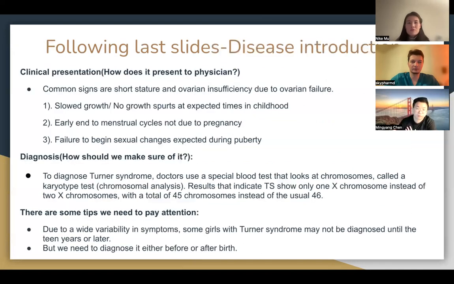So how does it present to the physician? The common signs are short stature and ovarian insufficiency due to ovarian failure. How will we make sure to diagnose it? Doctors use a special blood test that looks at chromosomes, called a karyotype test. Results that indicate TS show only one X instead of two, with a total of 45 instead of the usual 46. Due to a wide variability in symptoms, some girls with TS may not be diagnosed until the teen years or later, but we still need to diagnose it either before or after birth.